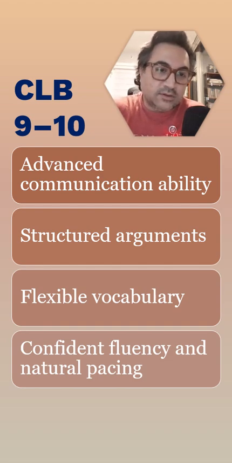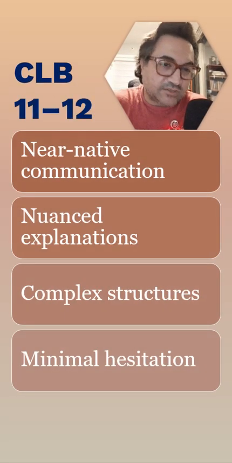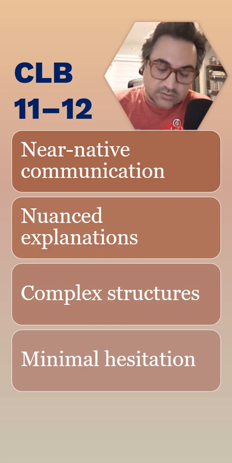And then CLB 11-12, that's near native communication. Explanations are nuanced, which means small details are articulated, and structures are complex, so longer sentences, subordinate clauses, and hesitation is minimal, or if there is hesitation, it's mostly or entirely related to content, not language.